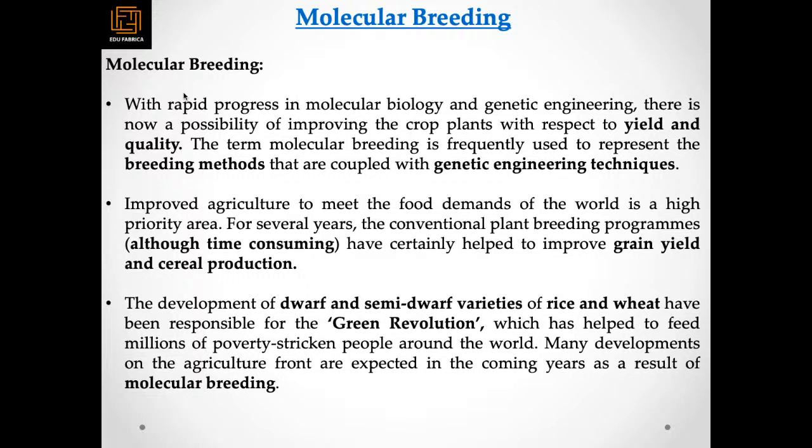Then molecular breeding, this is a very common method which helps, with the help of genetic engineering, to produce a good variety of crops in order to have better yield and quality and better cereal production. This was used during the Green Revolution time, but at the moment it is taking a lot of time to grow.